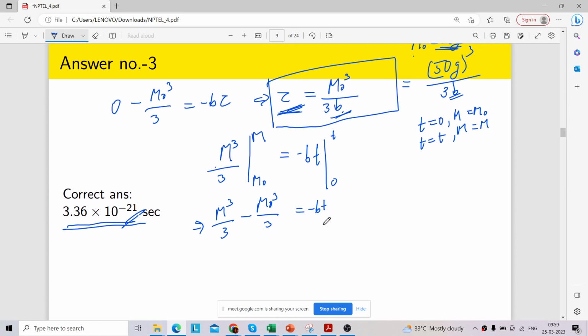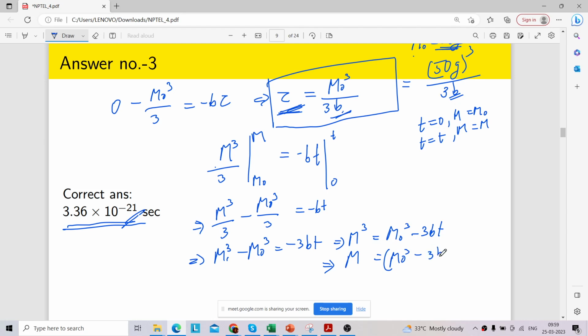So I can solve for m. 3 will go that side. So m cube minus m0 cube equals minus 3bt. So m cube is m0 cube minus 3bt, and m is m0 cube minus 3bt to the power 1 by 3.